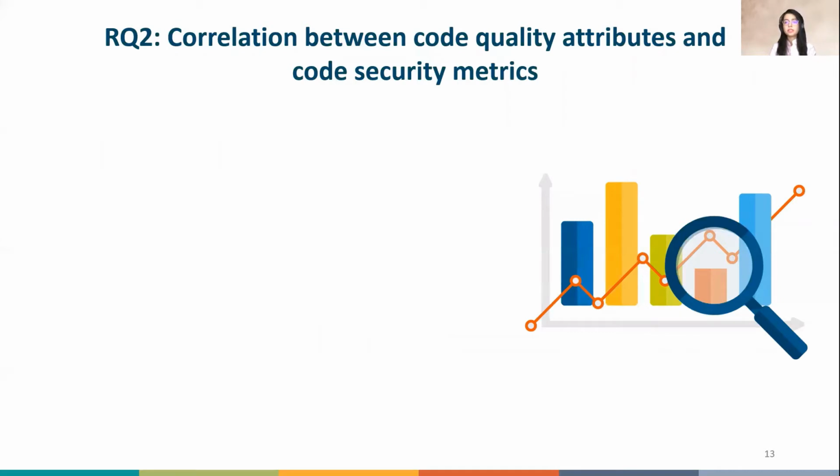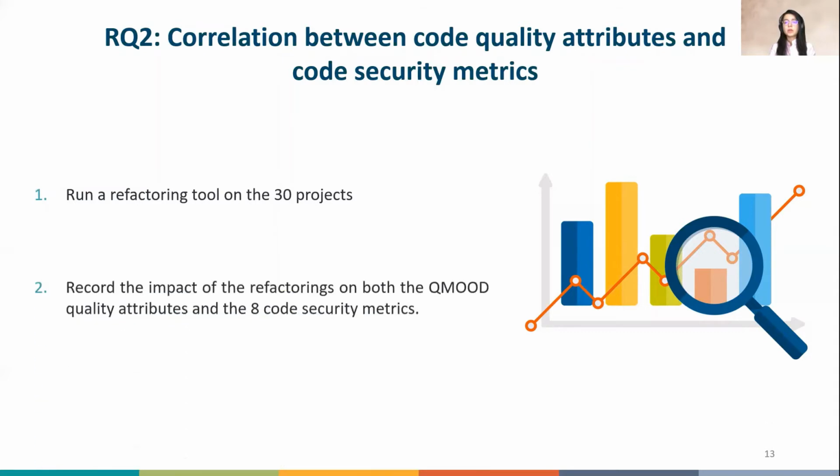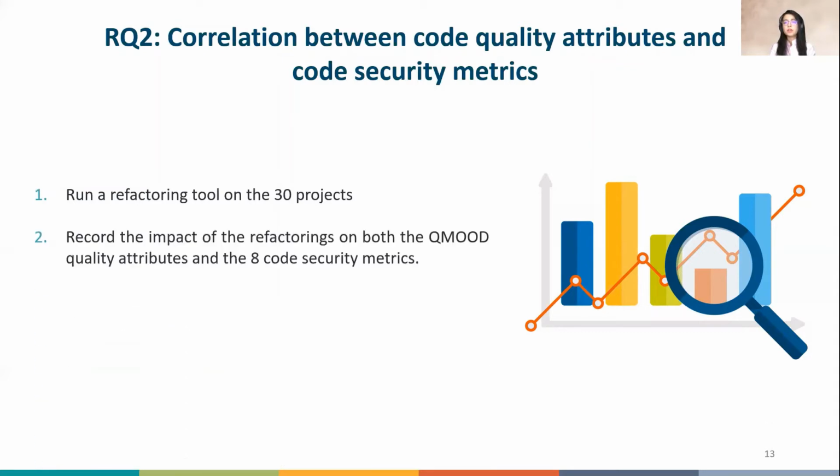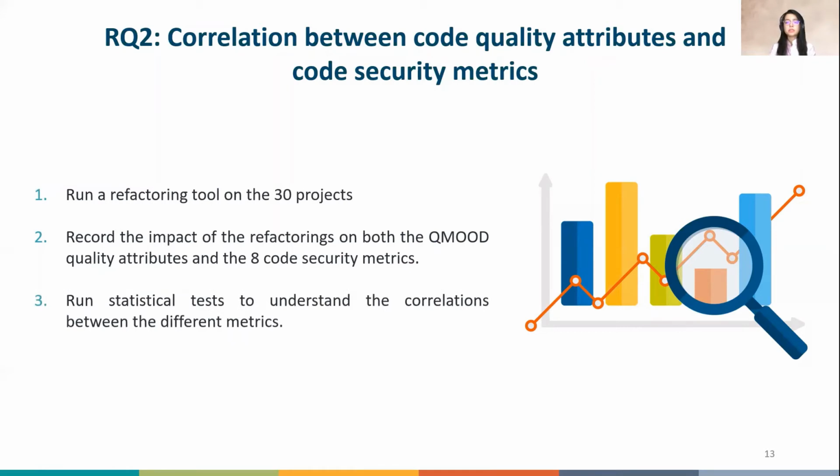To answer the second research question, which is about the correlation between quality and security metrics, we ran a refactoring tool on the 30 projects. We recorded the impact of the refactorings on both the QMOD quality attributes and the 8 code security metrics. Finally, we ran statistical tests to understand the correlation between the different metrics.